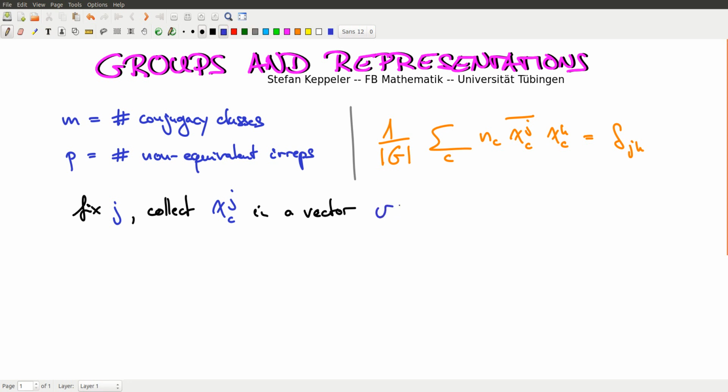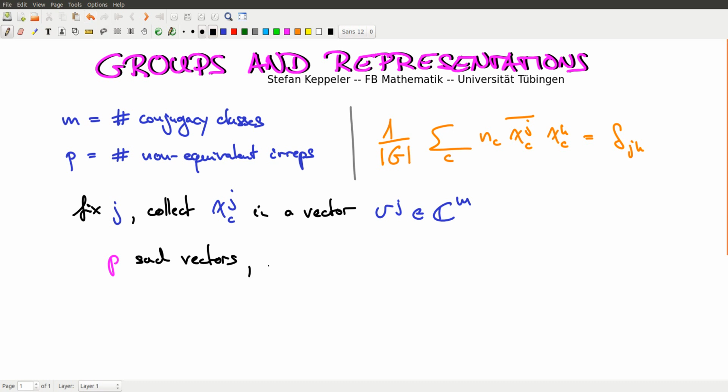So how many components does this vector have? As many as there are C's, so that's the number of conjugacy classes. So it's a vector in Cm. Now, how many of these vectors do we have? There are P vectors of this kind. Since now we can vary the J's from 1 to P.